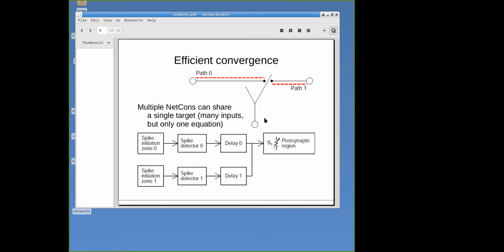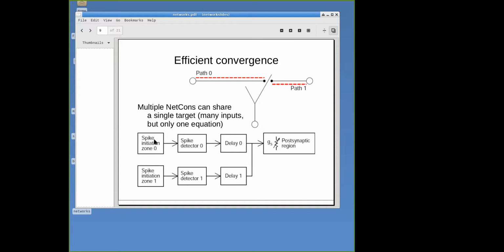So if you have multiple synaptic inputs into an electrically compact region, you can represent all of those synapses with a single instance of the synaptic mechanism, and that one mechanism can be driven by spike streams from each of the different presynaptic cells.